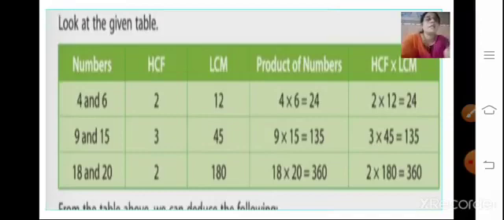Same way, see the second example, 9 and 15. The HCF of 9 and 15 is 3, whereas the LCM of 9 and 15 is 45. Now when you multiply the two numbers, 9 and 15, you get the product as 135. At the same time, when you multiply the HCF and LCM, also you get the answer as 135. So in short, we can say that a product of two numbers is equal to HCF into LCM.